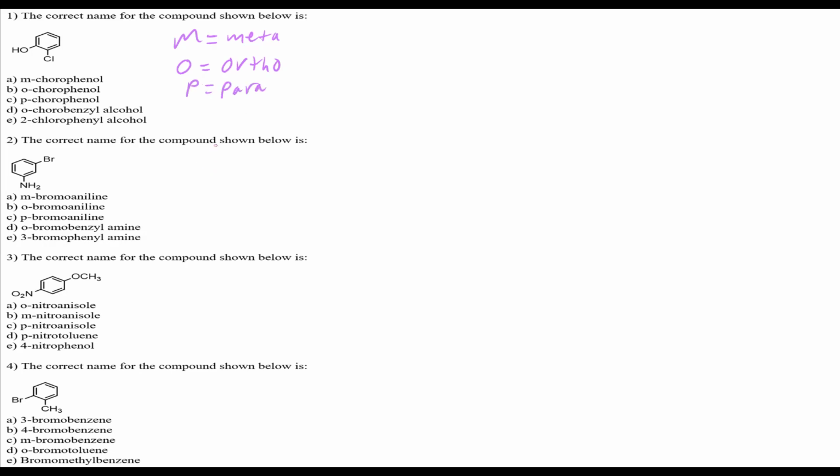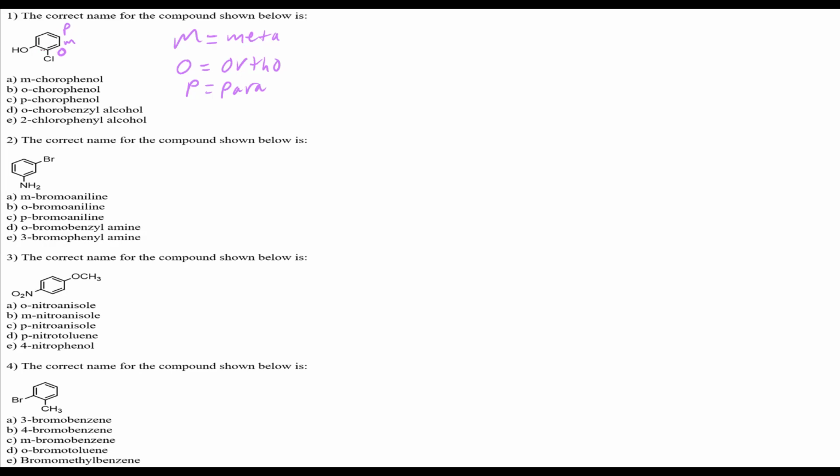But what does this mean? Well, it just shows you the location of the substituents. So over here, this substituent right here, let's just go with this. Because we have an alcohol, we're going to name the whole compound after the alcohol, which is how you get phenol. The substituent right here would be chlorine. And the way it goes is that first it goes ortho, then meta, and then para.